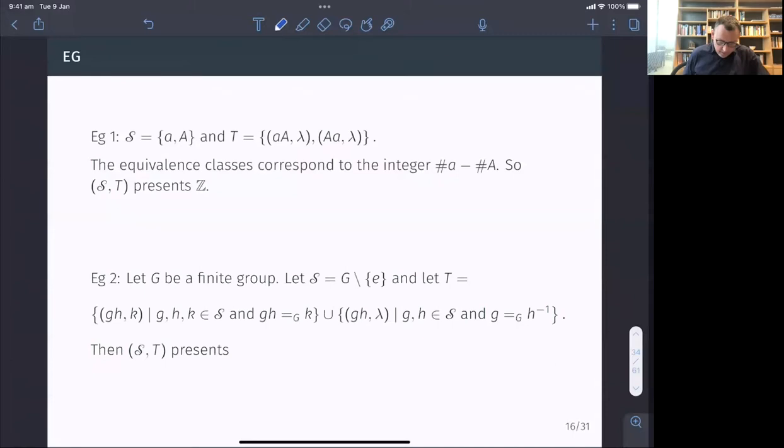The second example is if you have a finite group, then you could take every element of the finite group except the identity, and you could have rewrite rules that say if you've got two elements next to each other, so two letters, you can replace them by this third letter, provided G times H is equal to K in the group. And also, if G is H inverse, then G times H gets replaced by the empty word. So essentially, you take the multiplication table for the group, and that's the rewriting rules. So in this case, the rewriting system that we get just gives us the original finite group back again.